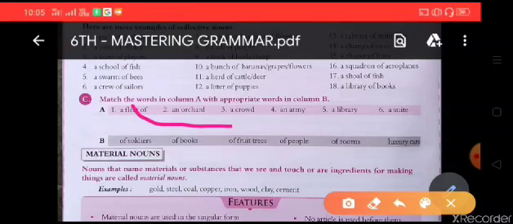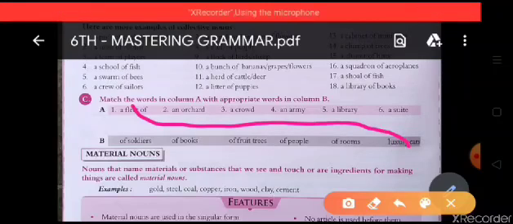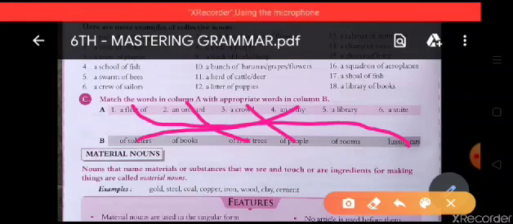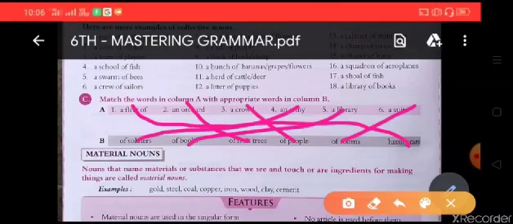A fleet of luxury cars. An orchard of fruit trees. A crowd of people. An army of soldiers. A library of books. And a suite of rooms. These exercises you have to complete in your book.